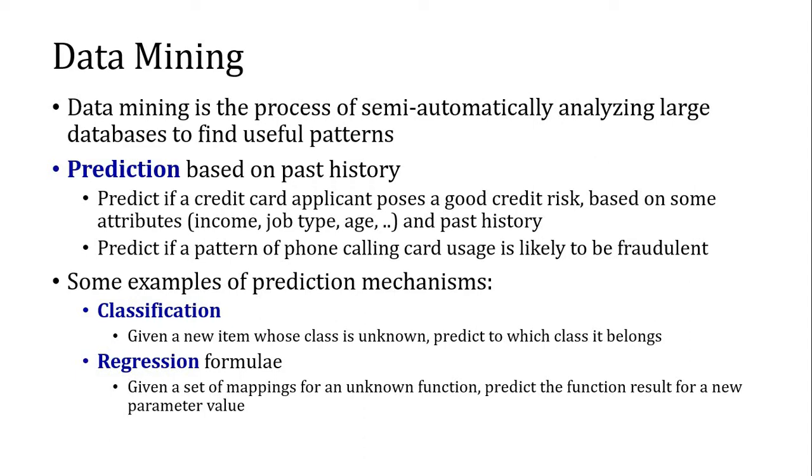So there are different classes of people, different classes of customers, different classes of data. You have to classify first, and then you have to apply some regression formula given some set of mapping. That is the unknown function. You do not know what will happen in the future, but you have to predict. You can predict from the previous data.